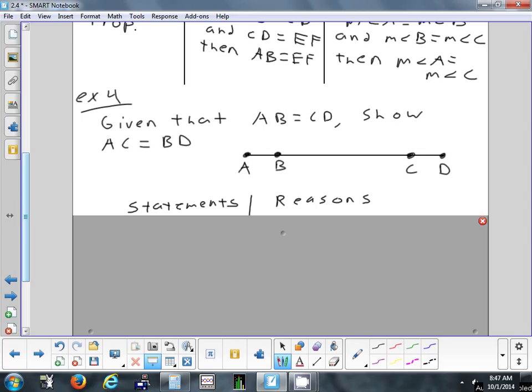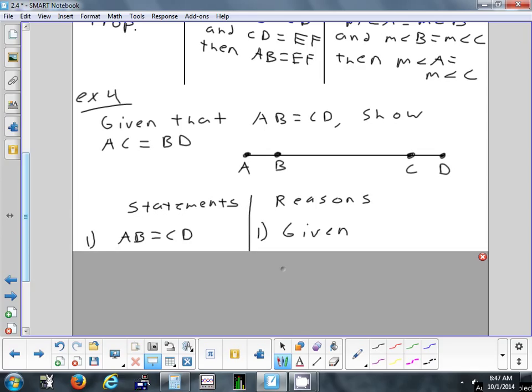What's generally our first statement? We always start out, generally, with what? The given. Yeah, what was given. We're given that AB and CD are the same length. So we can write that as a statement. And the reason? They gave it to us. From here, we have to figure out everything else.